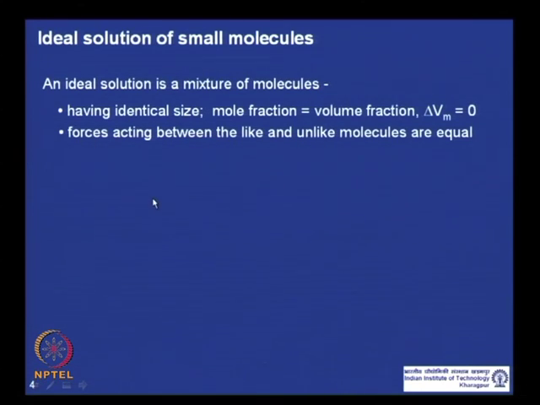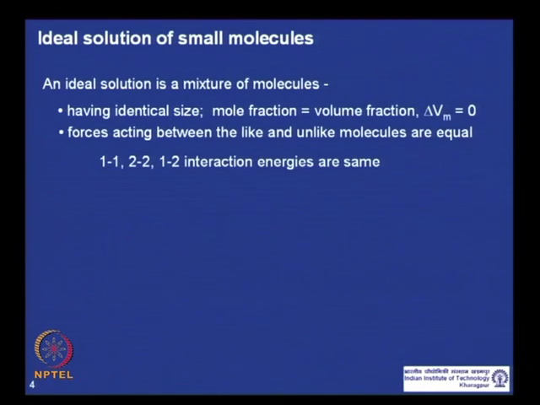And of course, there is another condition: the force acting between like and unlike molecules, similar and dissimilar molecules, are equal. Or in other words, if 1 is your solvent and 2 is your solute, then the interaction between solvent 1 and 1 and between solute 2 and 2 is the same as the interaction between a solute and solvent molecule, which is the 1-2 interaction. So, if you replace one of the molecules, say solute molecules or solvent molecules, with another one, there should not be any change in the energy of the system.